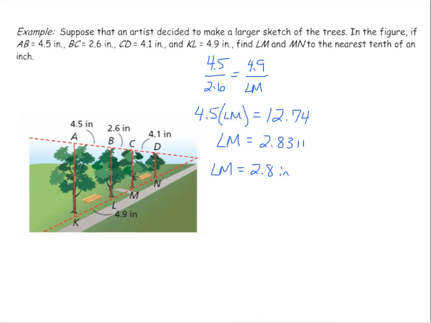All right, so after you've done your cross multiplication, I did 4.5 times LM, and then I did 2.6 times the 4.9, got my answer there, and then divided both sides by 4.5. I ended up getting 2.8311-ish. So then what happened was, if I'm rounding to the nearest tenth, I would say it's 2.8 inches. How about you go ahead and set up the next equation so that you can go ahead and solve for MN.